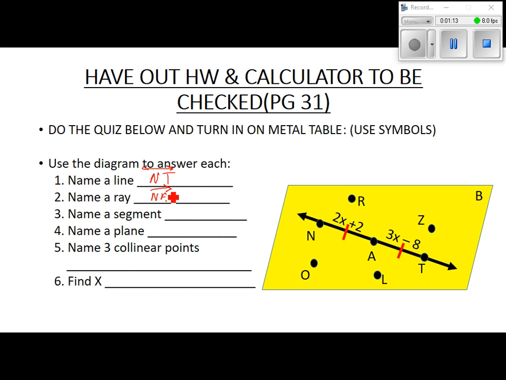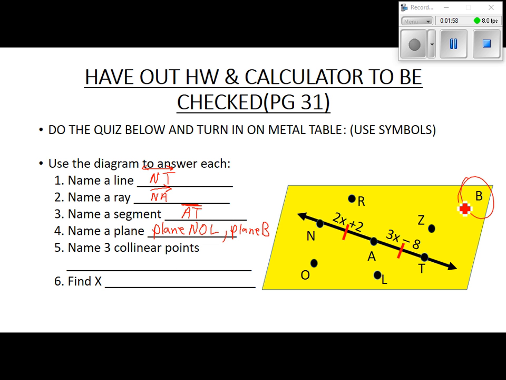Name a segment. AT. Are there many different ones that you could add? Yeah, and make sure you use the segment symbol. Name a plane. What's the symbol for a plane? It doesn't have a symbol, right? You got to write out the plane. Plane B. Would that work? Yes. Remember, if it's just giving you that one letter up there in the corner, you can do it that way.